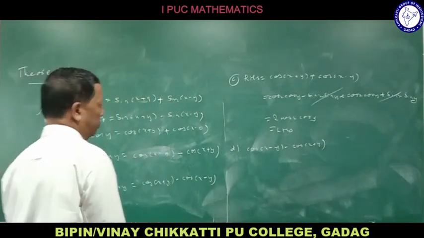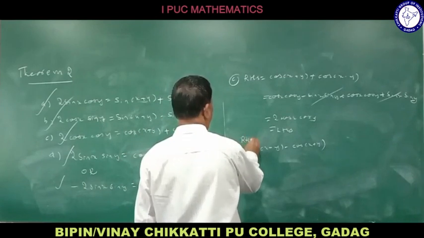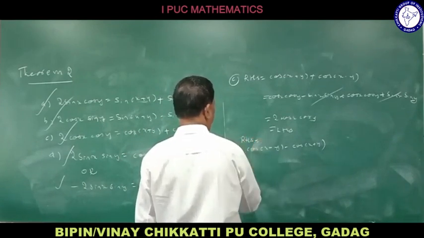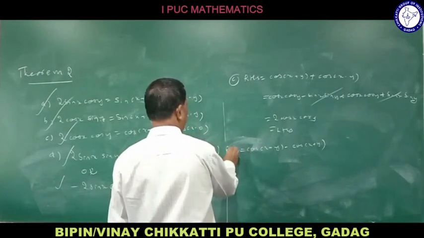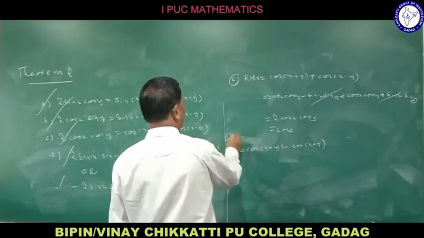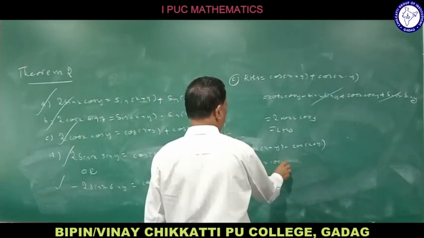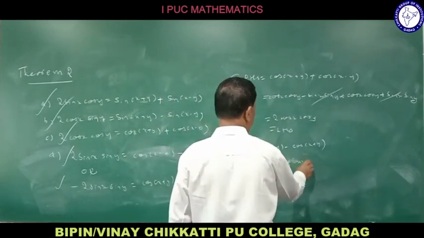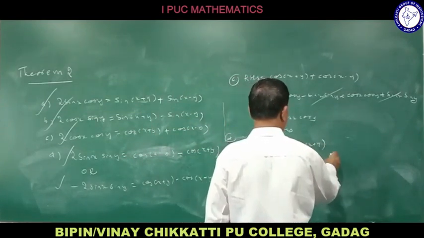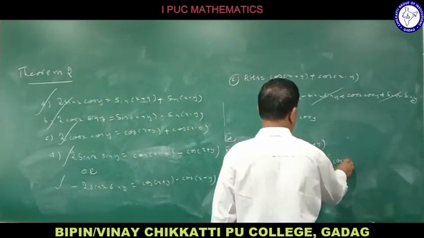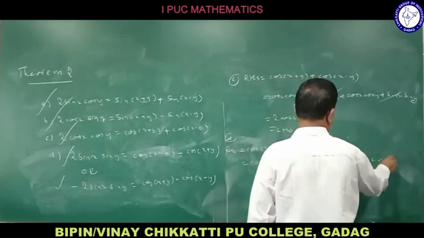Now here you see this result. This is nothing but what? RHS. What is the formula here? See, this is RHS. What is the formula? Cos x cos y plus sin x sin y, and minus here the formula cos x cos y minus sin x sin y.